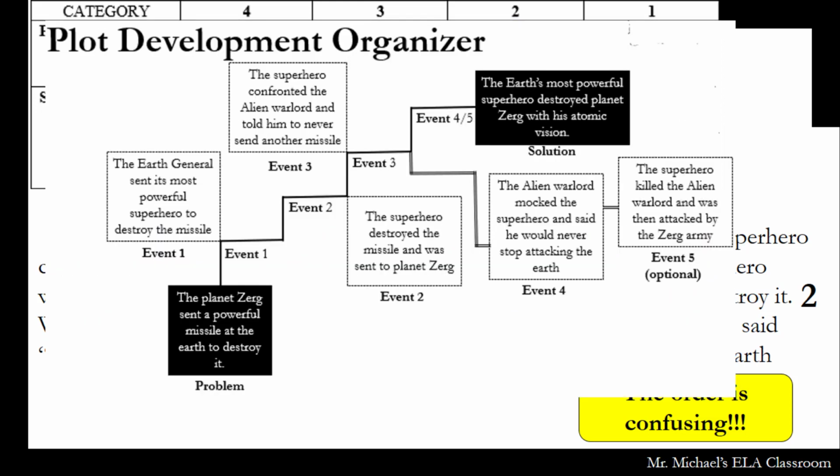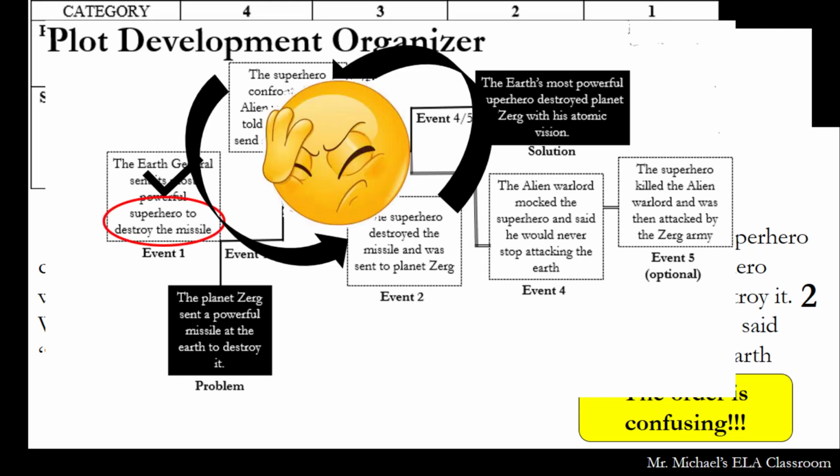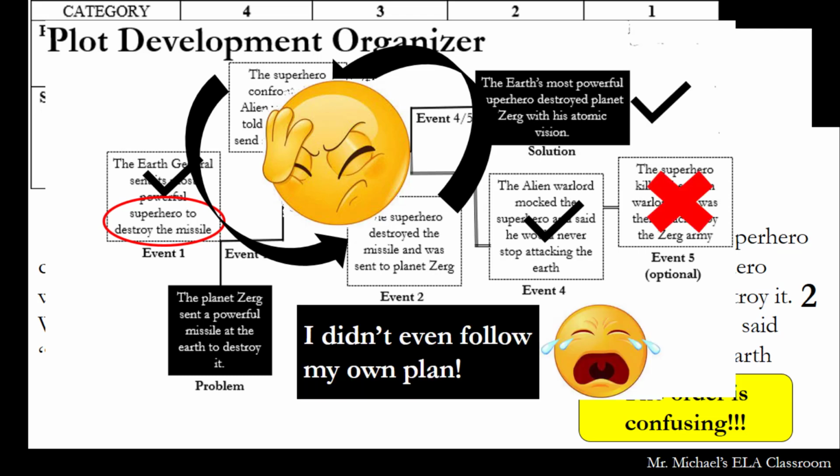So if we go back to my plot development organizer, I did use that one, but I forgot about that one. Whoops. I switched these two up. I did this one, but I did that one as well. I forgot that one. So I wrote this beautiful plan, but I didn't even follow it. So how do you expect to get full marks when you don't follow the plan you write?